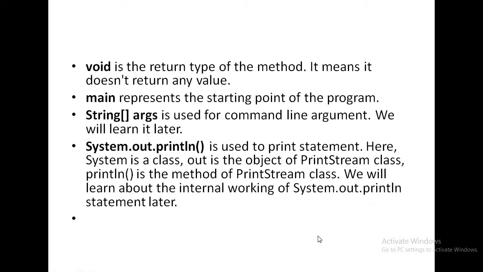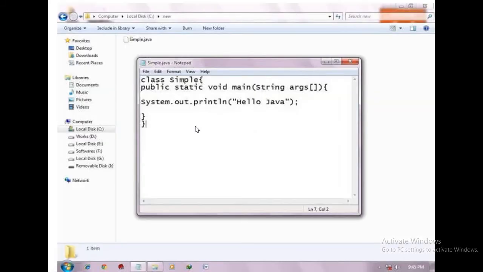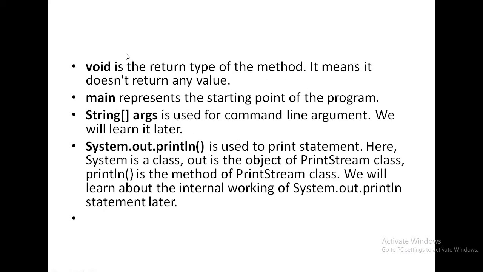Then what is void? We know that void is nothing but a return type. In C, C++, and Java, void means the return type. It means the method does not return any value. Main represents the starting point of the program. We know that main is always the starting point of the program in a C program, C++ program, and also in a Java program.